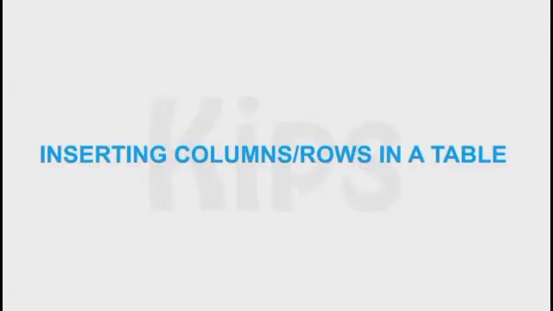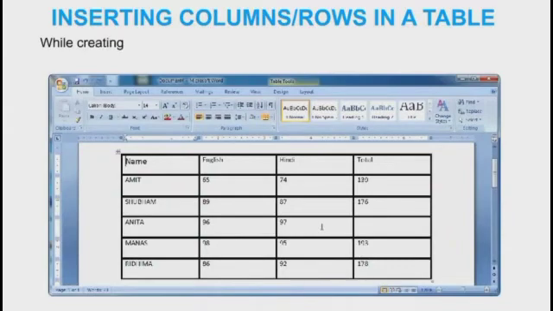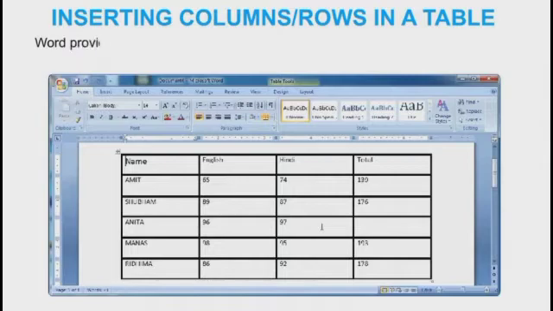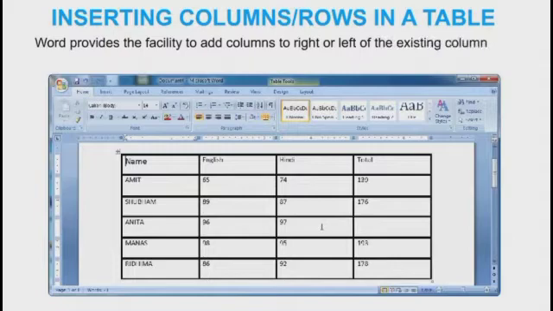Inserting columns or rows in a table. While creating and making entries in a table, you might need to add a column or row in between. Word provides the facility to add columns to the right or left of the existing column and insert a row above or below the selected row.